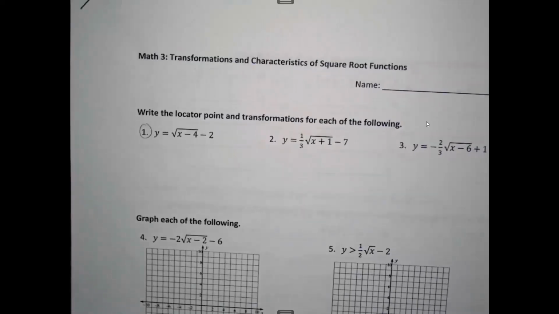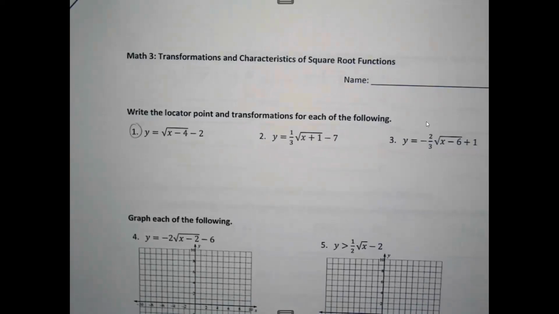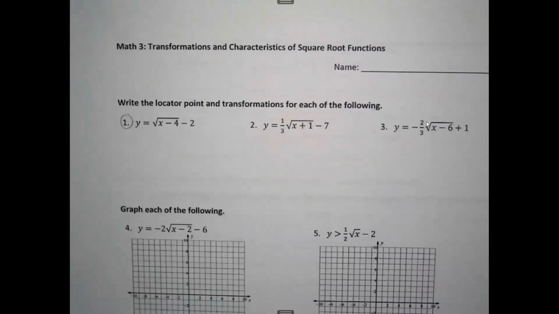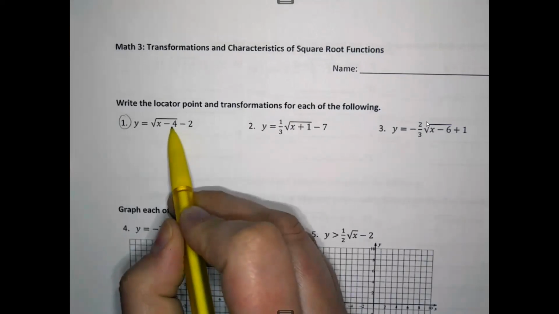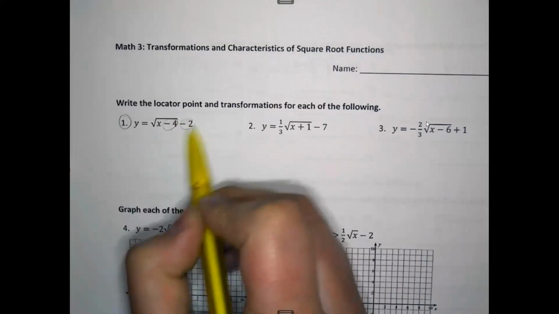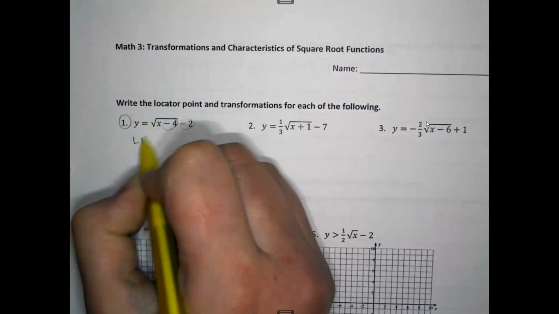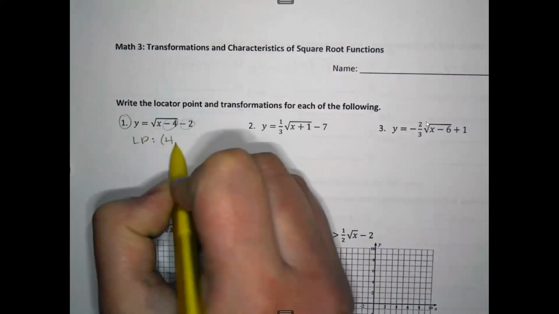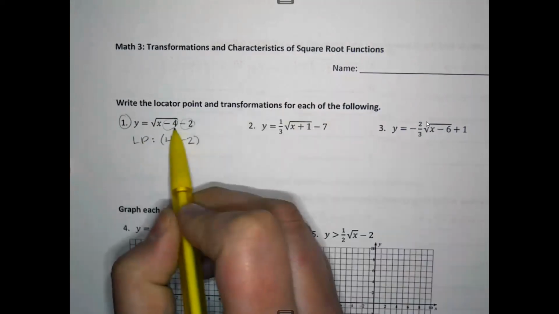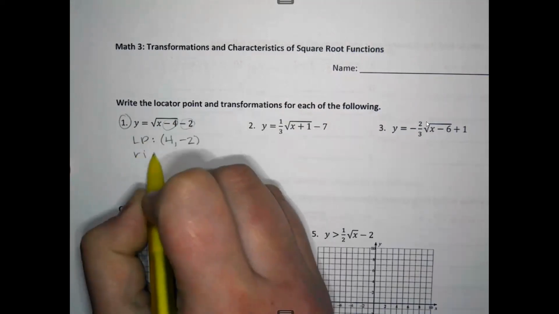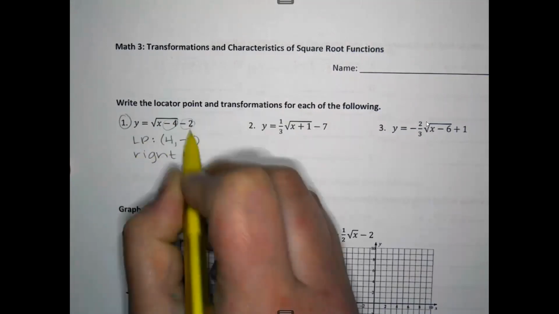All right, I'm going to go ahead and walk through one problem from each section just to make sure there's no confusion on how to do any of the problems with what the directions are asking. So first section, write the locator point. So the locator point here would be +4, -2. Write the locator point in transformations. So the transformations: right 4, down 2.